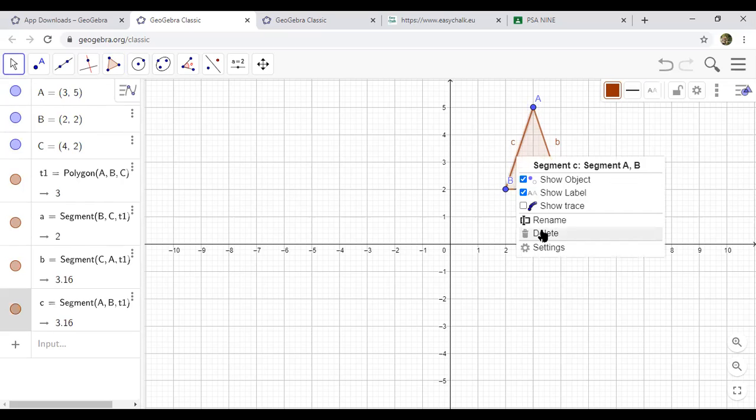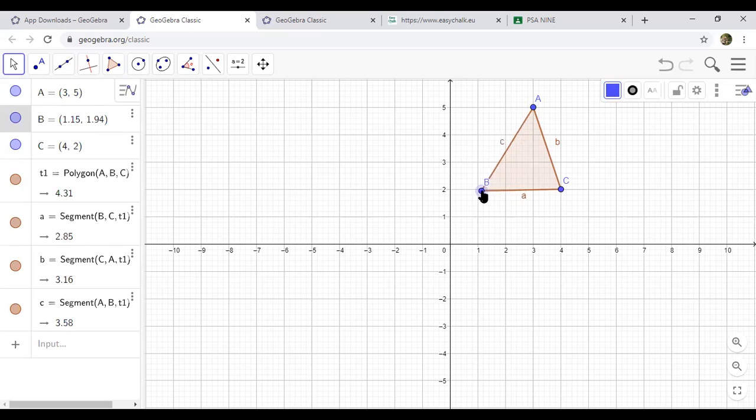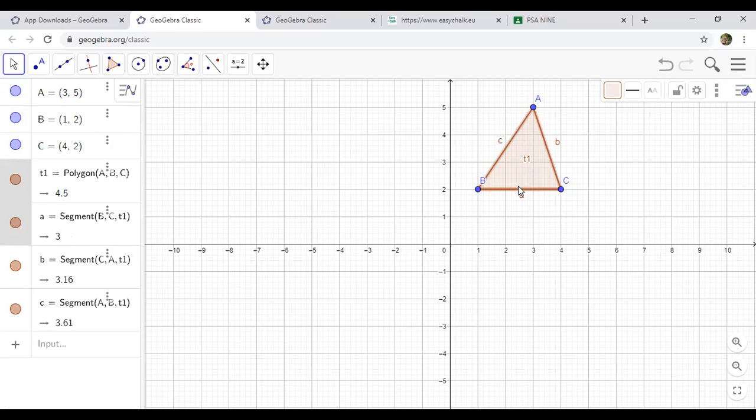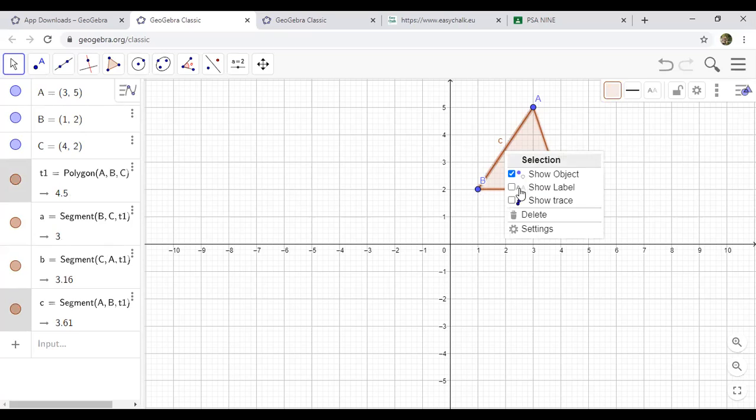What is the coordinate of B? 2, 2. Okay, this is point B, 2, 2. Let me turn off its label here. Just a moment. Here the labels A, B, and C are all showing. Let me turn them off.